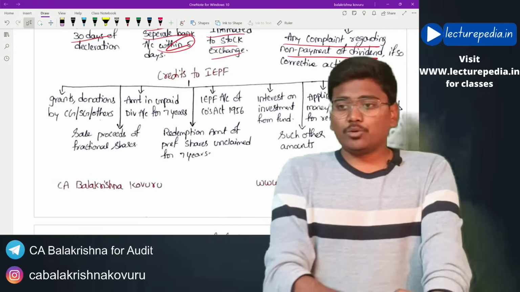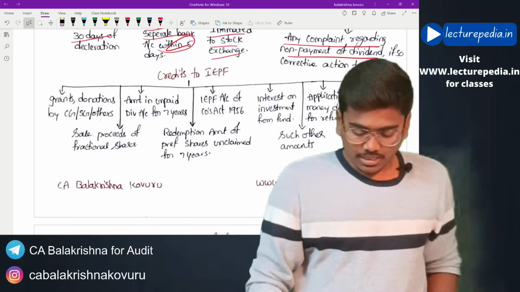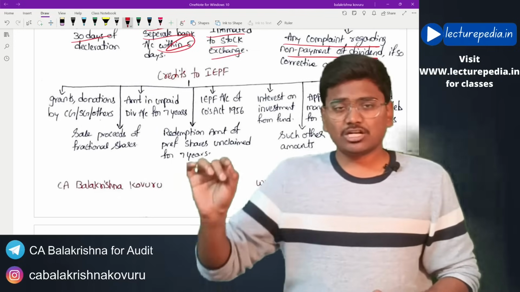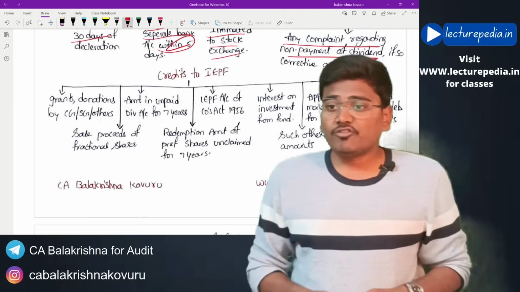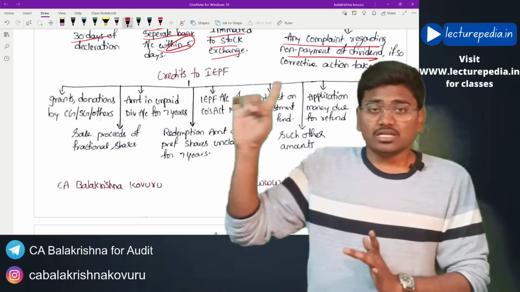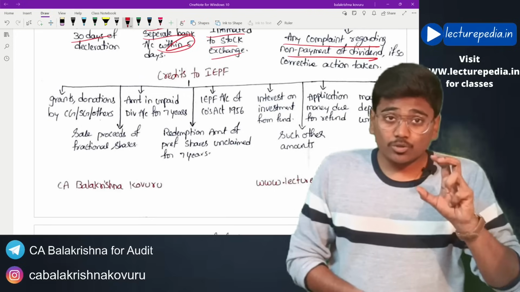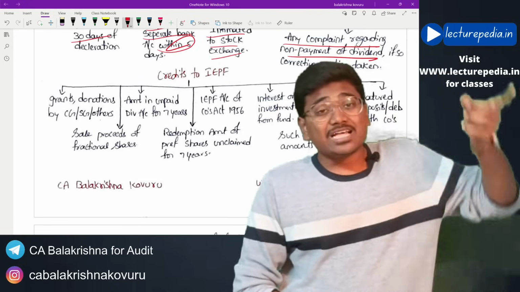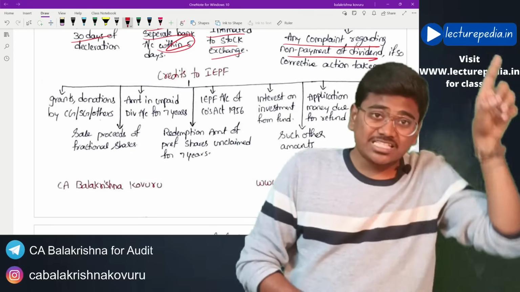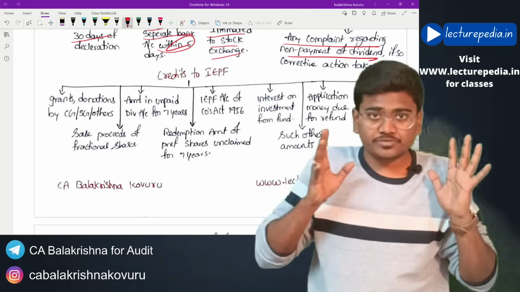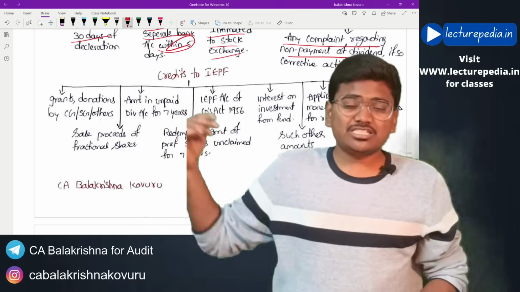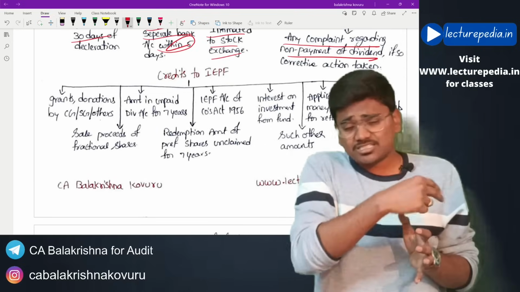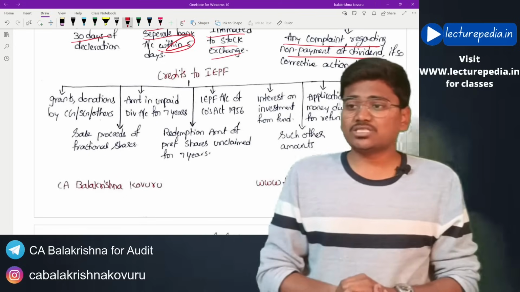Next, what are the amounts that will be credited to the Investor Education and Protection Fund? First of all, any grants or donations given by the central government, state government or any third party will be credited to this fund, and the amount of unpaid dividend will also be credited to this fund, and the amount that is lying in the Investor Education Protection Fund account as per the Companies Act 1956 will be transferred to the IEPF account of this Act. Hope this is clear. Next, interest on investments that are made from this fund. If you have made any investment from this fund, and on that investment you have earned any interest, that will also be credited to this IEPF fund.